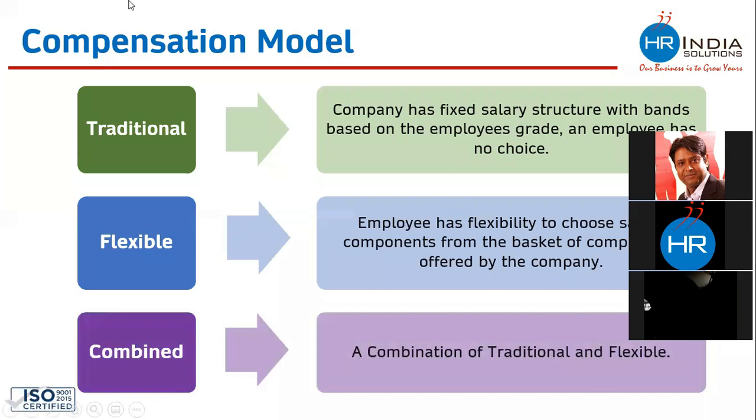The third compensation model is the combined model. As the name suggests, this is a combination of the traditional and the flexible compensation model. For example, let's suppose the company has decided the basic salary and most of the other allowances, and has left only one or two allowances to be picked up by the employee. In that case, around 70% of the pay is decided by the company, and for the remaining 30% the employee picks allowances from the available basket.